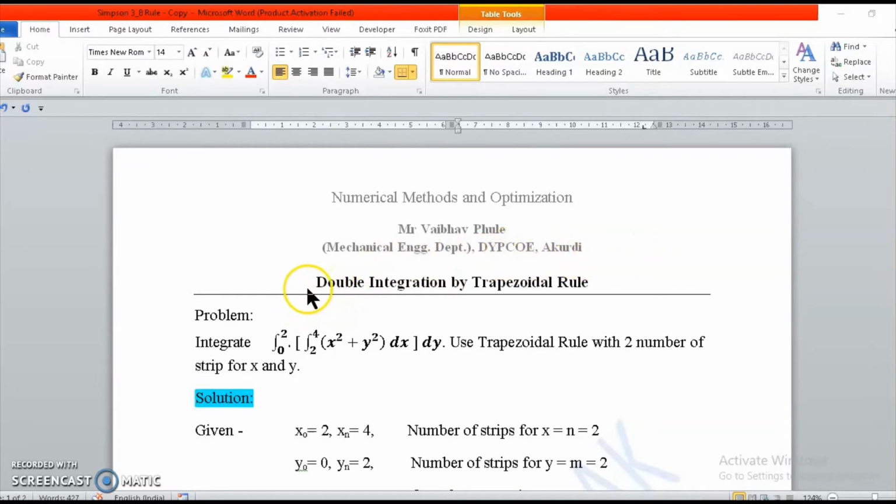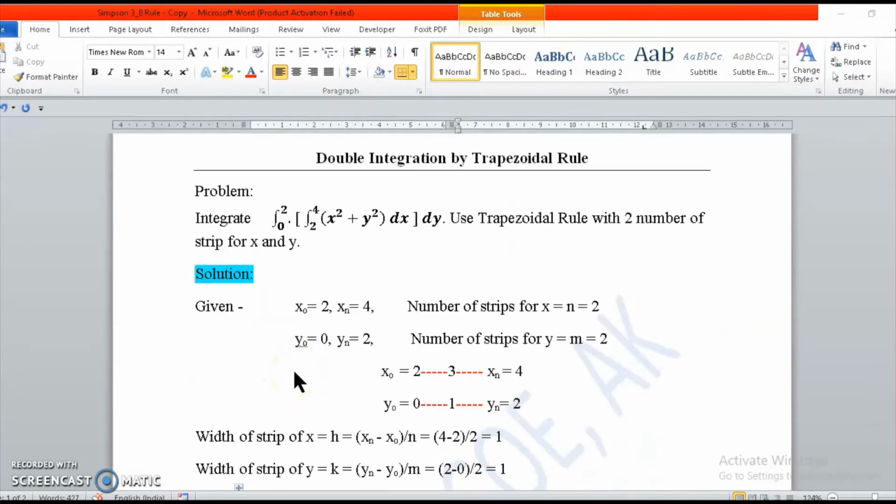Today we will see double integration by trapezoidal rule. So let us see the problem. The problem is to integrate x square plus y square dx from 2 to 4, and then this whole is to be integrated from 0 to 2 dy. Use trapezoidal rule with two strips for x and y.